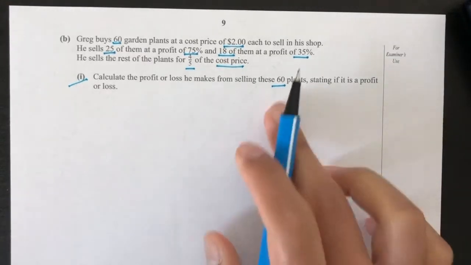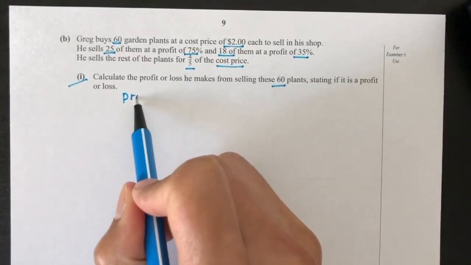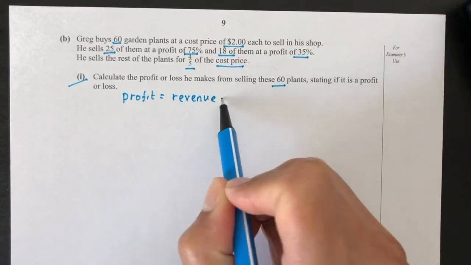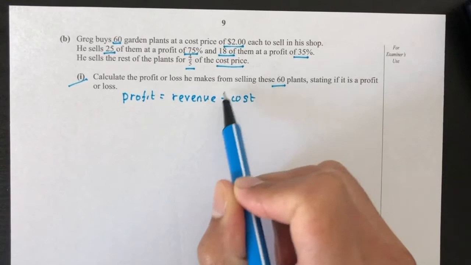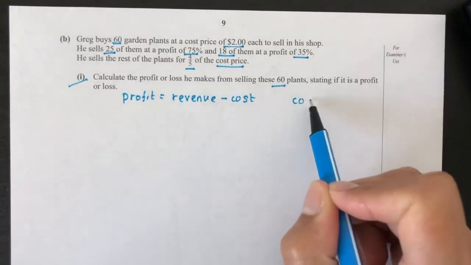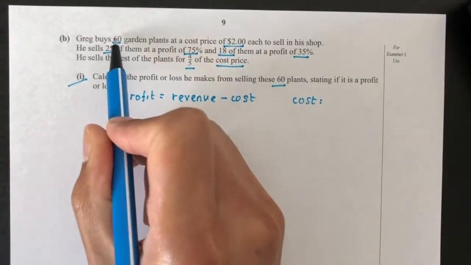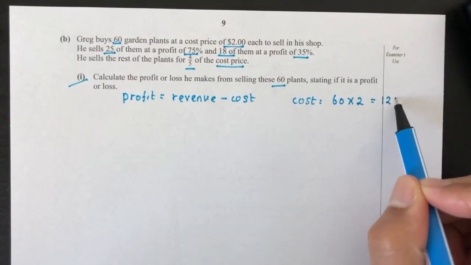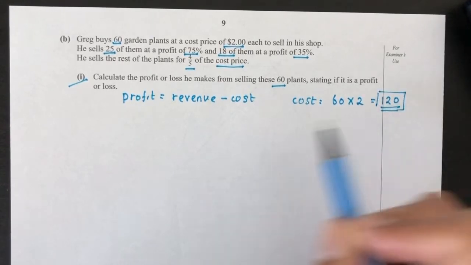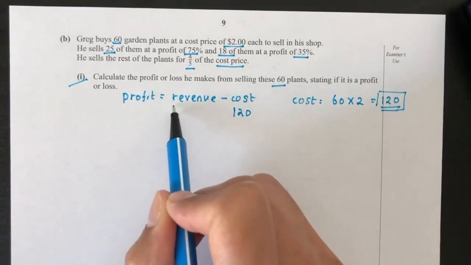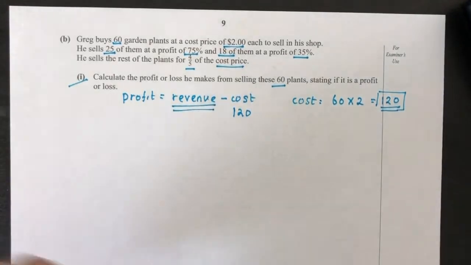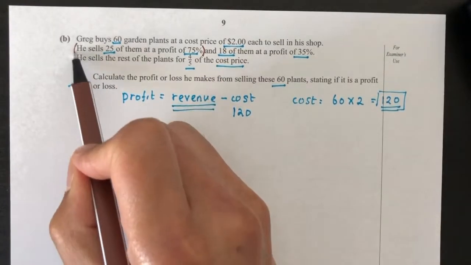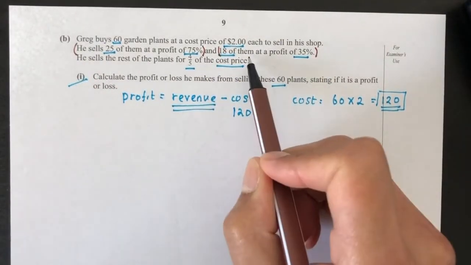Okay, so let's see. So first thing, to find profit, we have to find his revenue minus costs. So the cost is the easiest to find. It is from 60 plants, $2 each. So 60 times 2 will be 120, will be his cost. That is 120. Now we have to find his revenue. Now his revenue has been broken down into 3 parts. Well, we have this part, we have this part, and then we have this part.